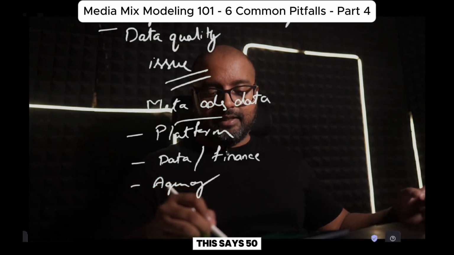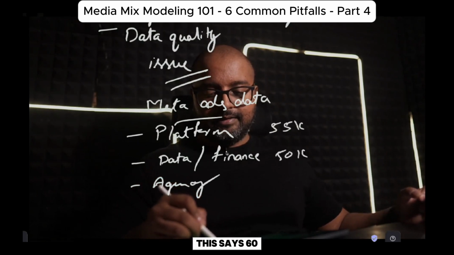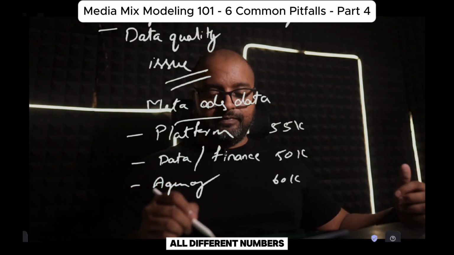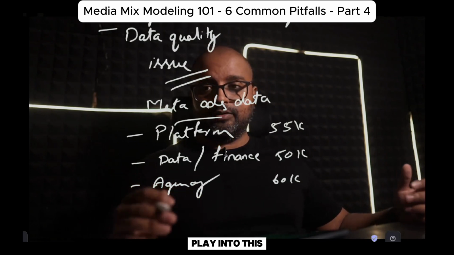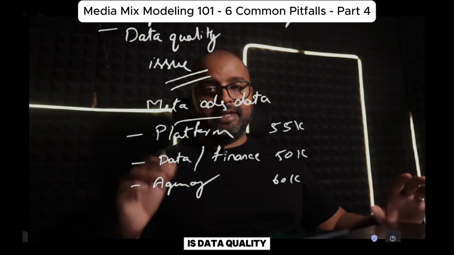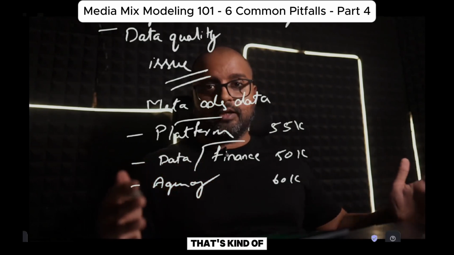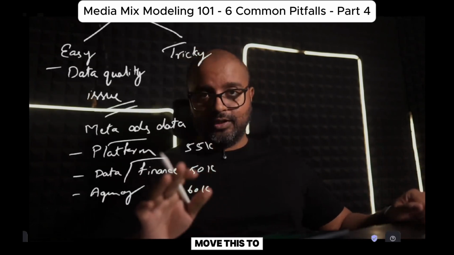Now let's say this says 55K and maybe this says 50K and this says 60K. Which one do you trust now, right? So there are all different numbers, and there might be time zone issues and other things that kind of play into this as well. So first thing is data quality issue, sort it out. Usually go for the platform because that's kind of the source of truth. So let's say we are happy with our data quality and we can move this to one place now.